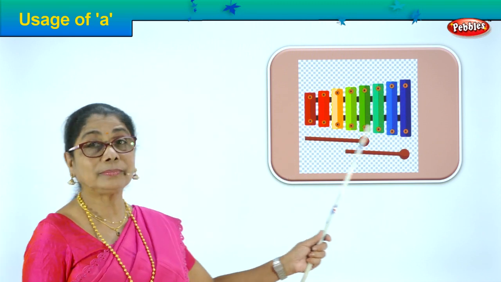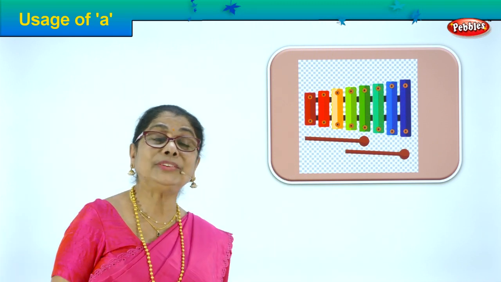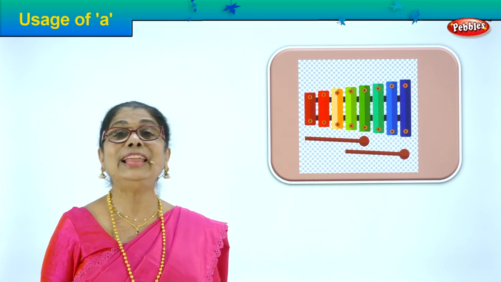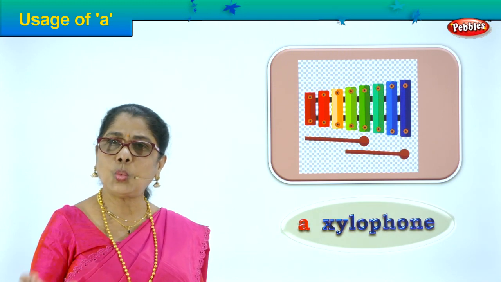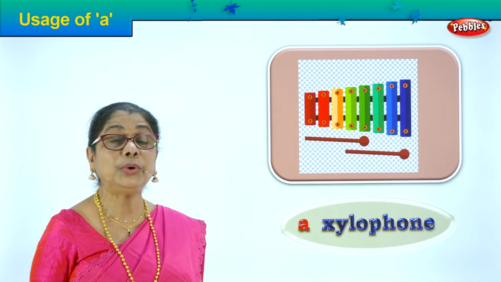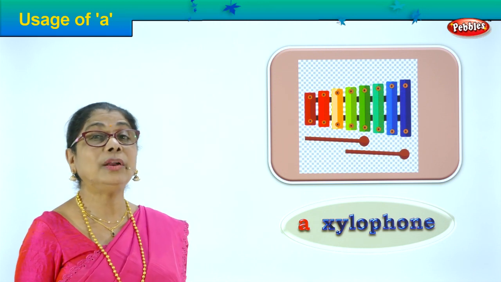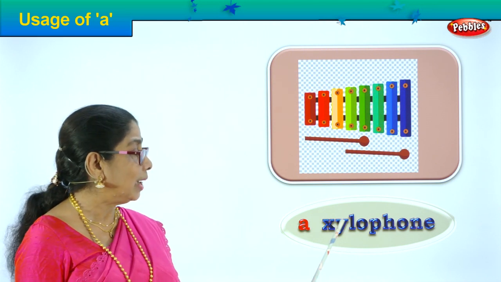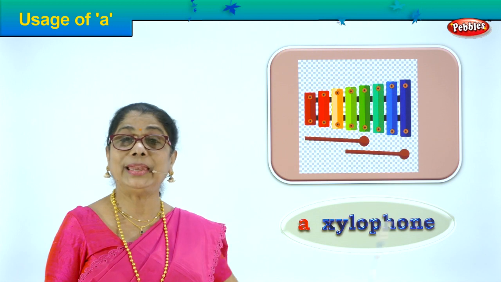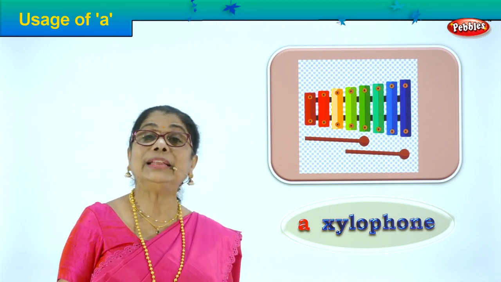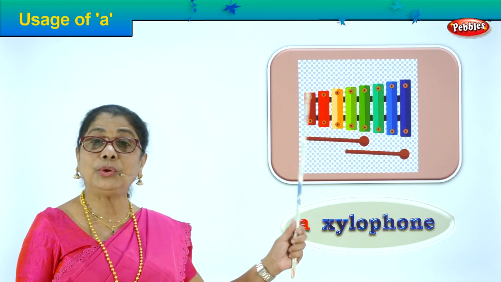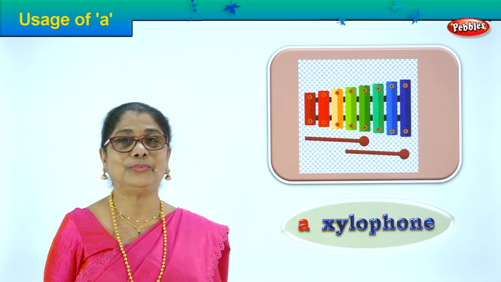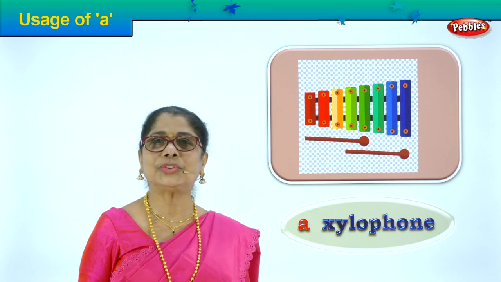Let's take another picture. What do we have here? An instrument that makes noise when you take this rod and run over it. What is it called? Xylophone. And in front of the word xylophone, what will we put? We put A. Now read it. A xylophone. It's a toy xylophone to make noise, and each of these rods will give you a different sound. A xylophone. Good.